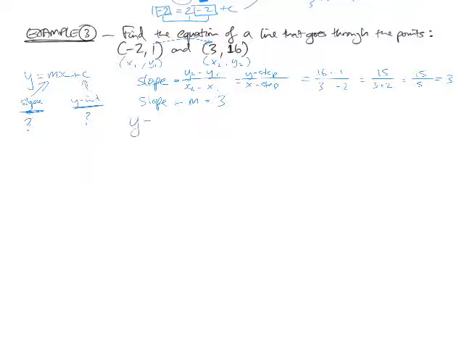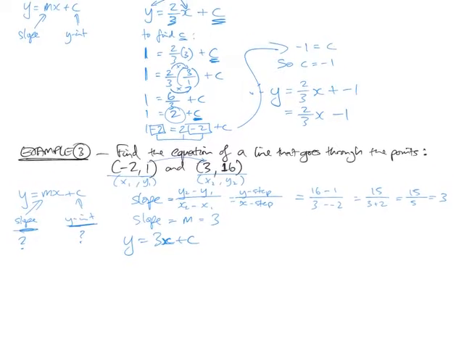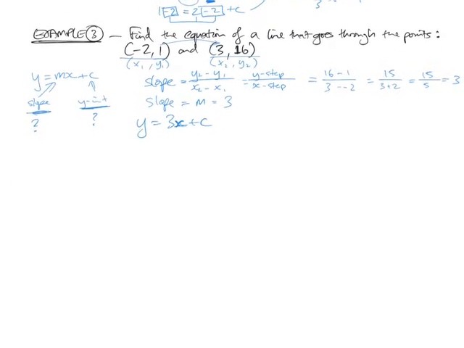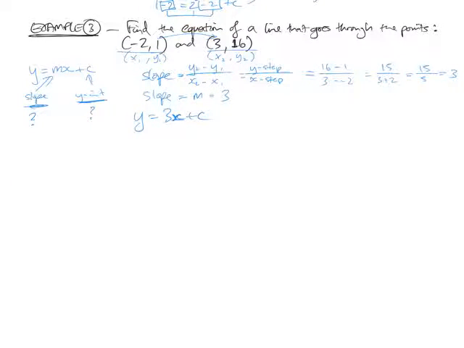So now we have an equation that is y is equal to 3x plus c. We don't know what c is just yet, but we do know 2 points that the line goes through. So in example 2, what did we do to find out what c was? We plugged a point in. We plugged a point that the line goes through. We've actually got 2 points here, so it's up to you. I'm just going to use that first one.